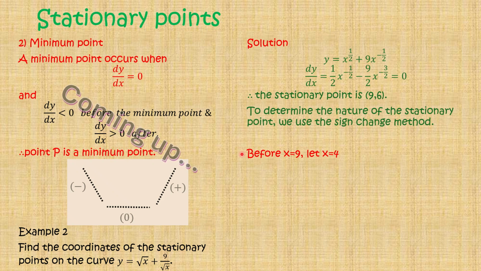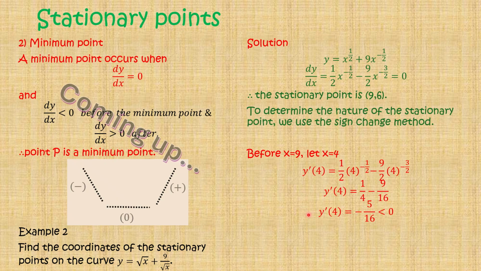Before x is equal to 9, for instance, we let x be equal to 4, then we are going to get the y prime of 4 being that. And simplifying further, we are going to get the y prime of 4 being 1 over 4 minus 9 over 16. Now, y prime of 4 is equal to minus 5 over 16, which is less than 0.